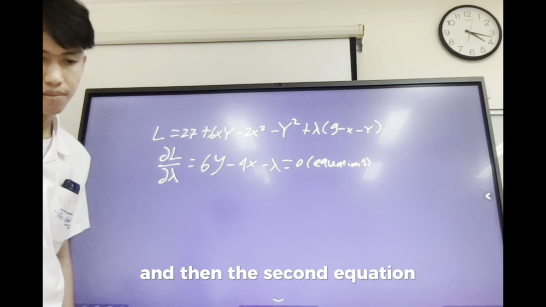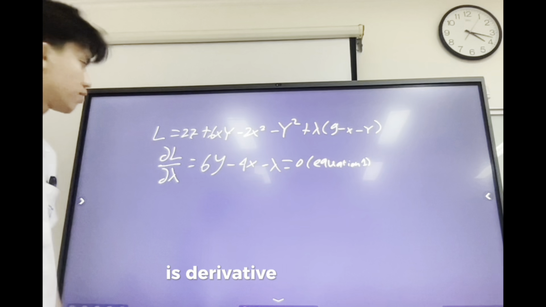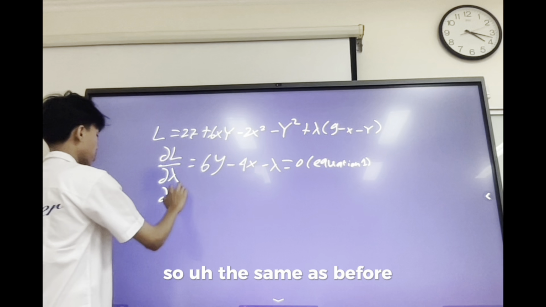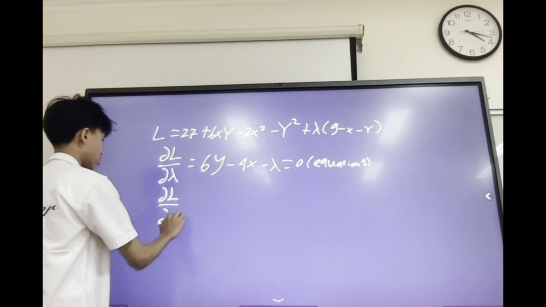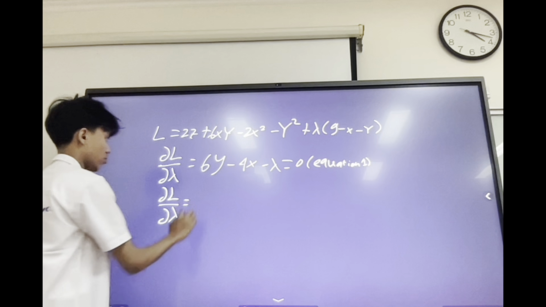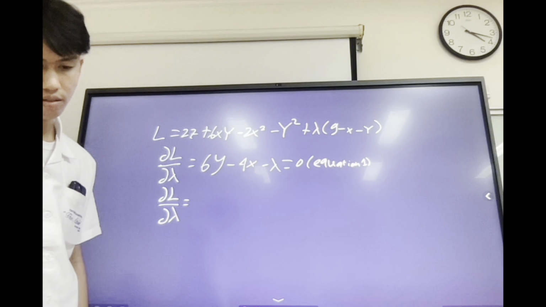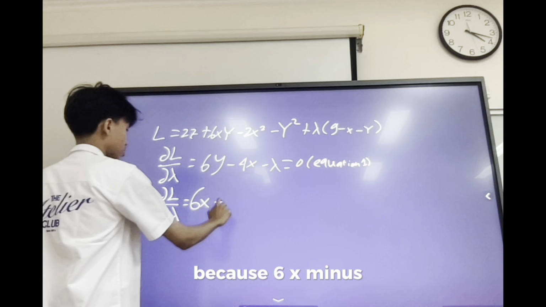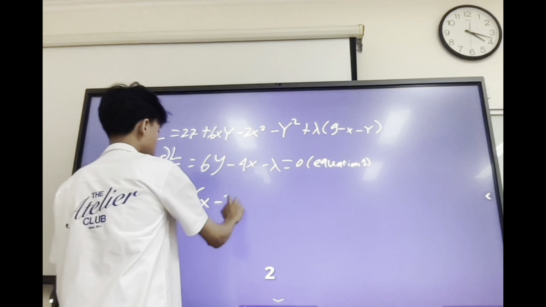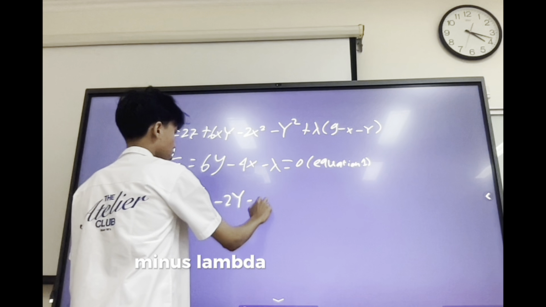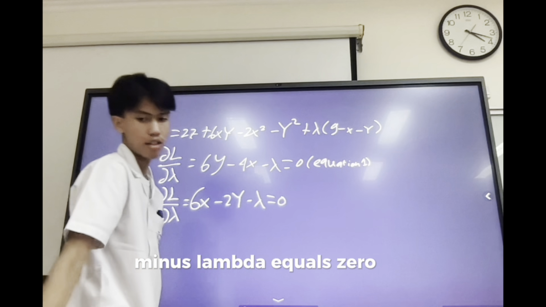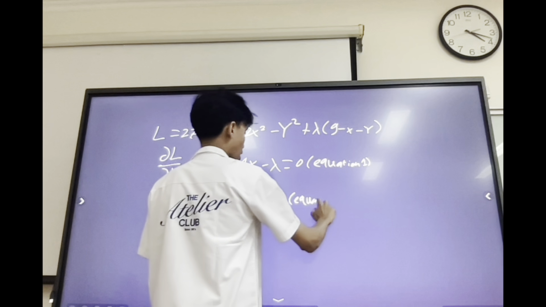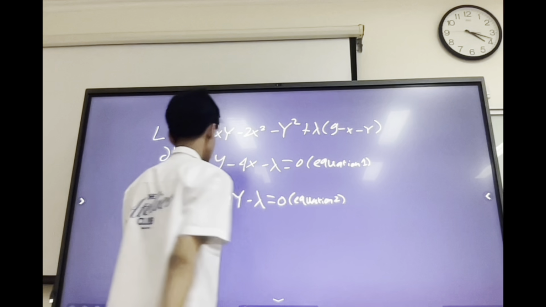And then the second equation is the derivative with respect to y, the same as before. This equals 6x minus 2y minus lambda equals 0. And this is equation number 2.